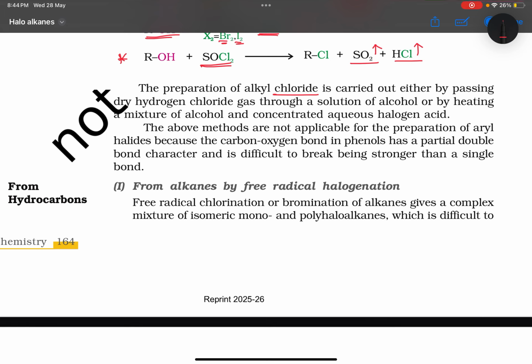The above methods are not applicable for the preparation of aryl halides because the carbon-oxygen bond in phenol has a partial double bond character and is difficult to break, being stronger than a single bond. For example, it is like this, OH. From alcohols you can, but here you cannot because of this resonance type of things.